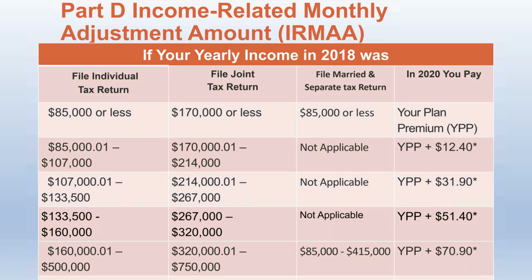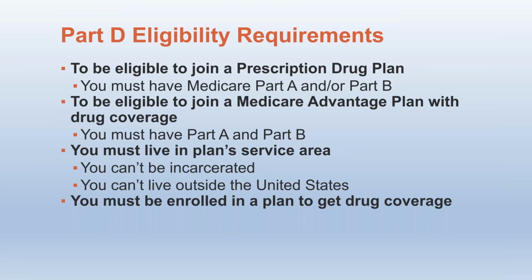Part D eligibility requirements. To be eligible to join a prescription drug plan, you must have Part A and or Part B. To be eligible to join a Medicare Advantage plan with drug coverage, you must have Part A and Part B. You must live in the plan's service area. You can't be incarcerated or live outside of the United States, and you must be enrolled in the plan to get drug coverage.